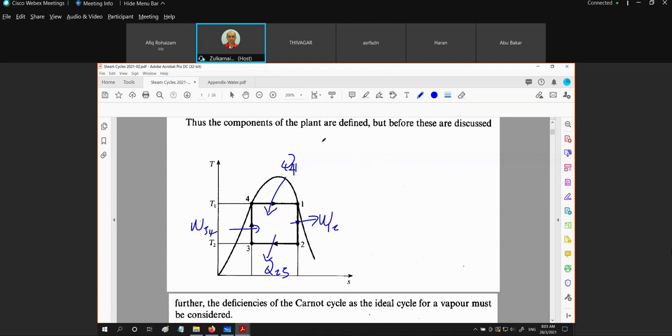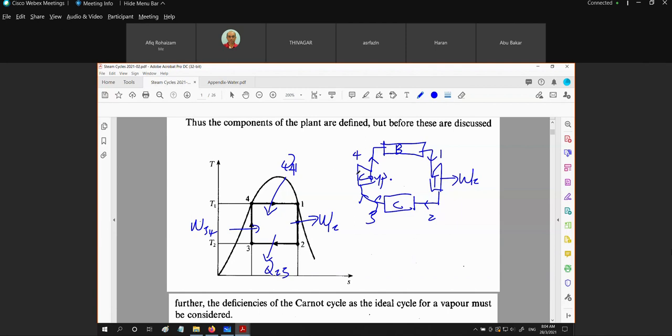As for the physical components involved in a Carnot cycle, we have the boiler, the turbine, the condenser, and the compressor. The compressor goes in right here and comes out right here. So this is the boiler, this is the turbine, this is the condenser, this is the compressor. For a turbine, we are getting work, W12. This is state 1, this is state 2, this is state 3, and this is state 4.